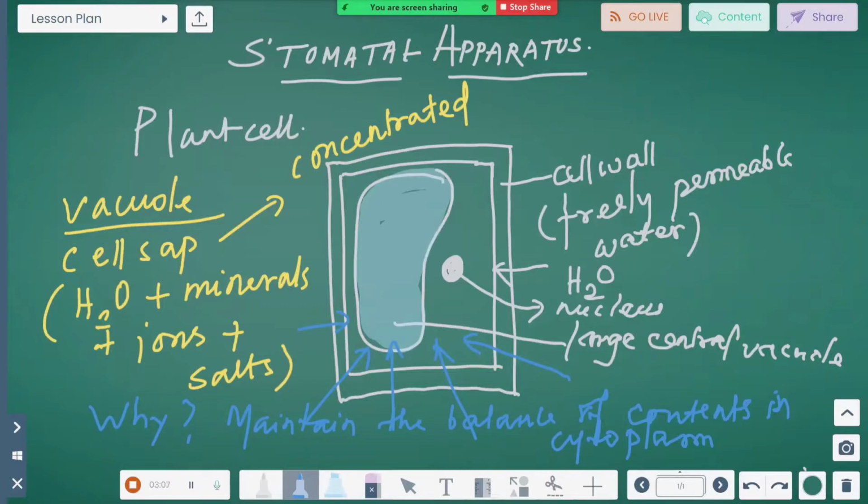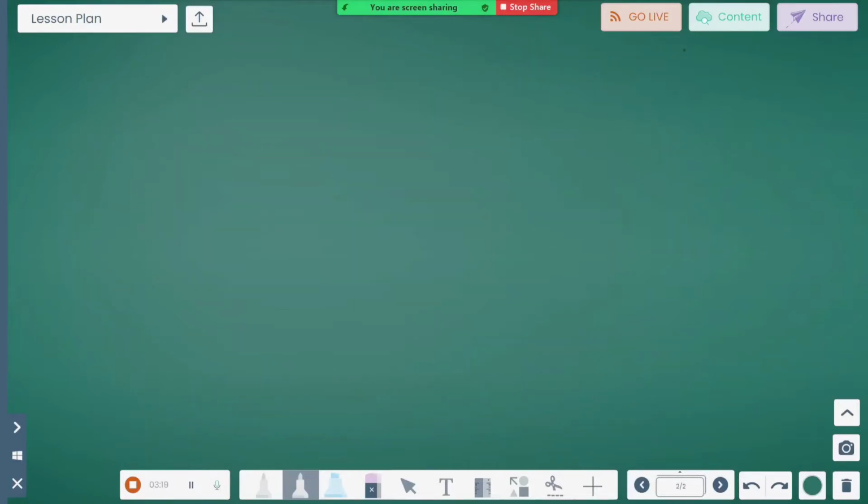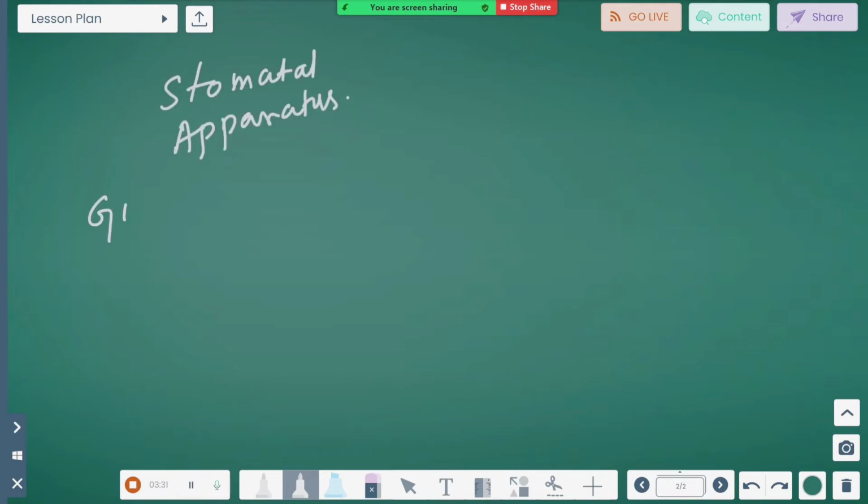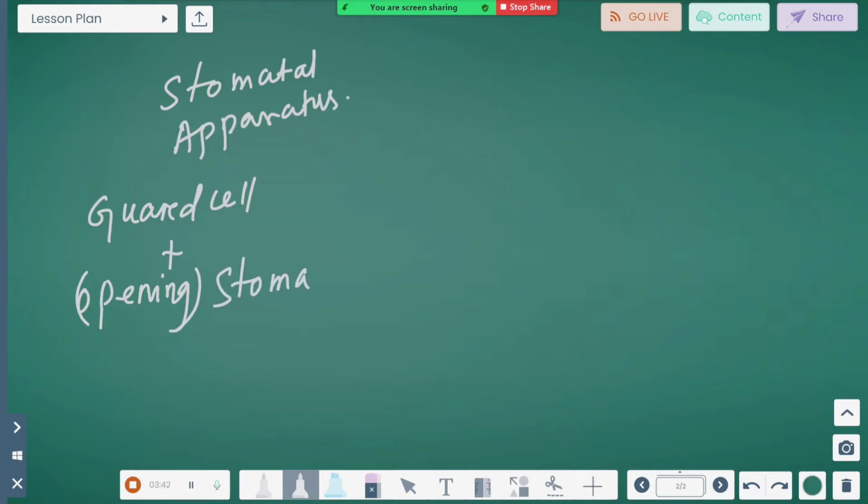Now, how are we going to relate the concept of this plant cell with the stomatal apparatus, and what exactly is the stomatal apparatus? Let us see. I hope this portion is clear to everyone. The stomatal apparatus consists of two most important things: one is your guard cell and another is the opening, which is called the stoma.